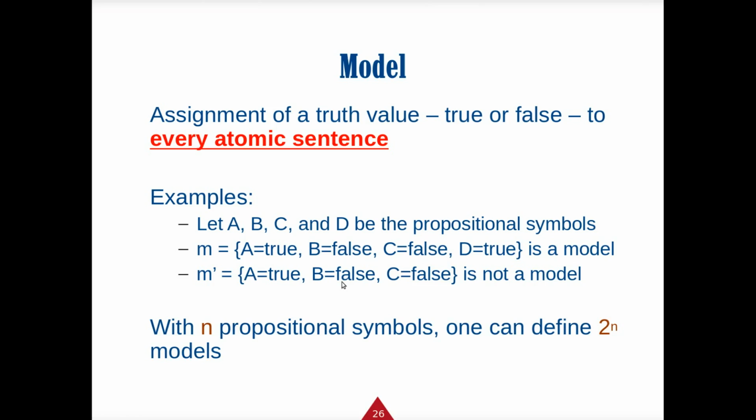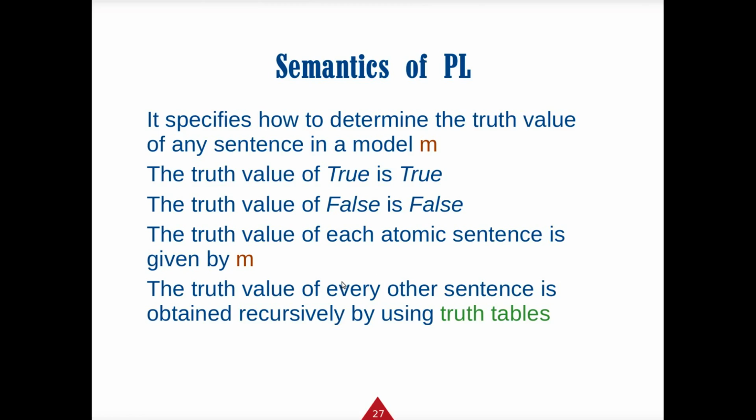And then with n propositional symbols, one can define 2 to the n models. The semantics of propositional logic, or PL, specifies how to determine the truth value of any sentence in a model M. The truth value of the sentence is either true or false.